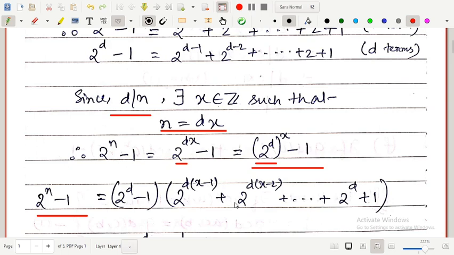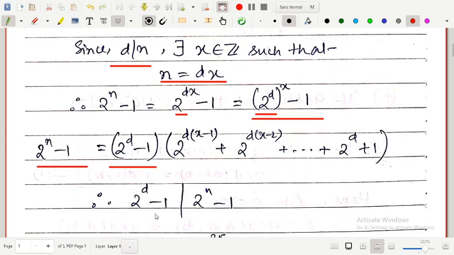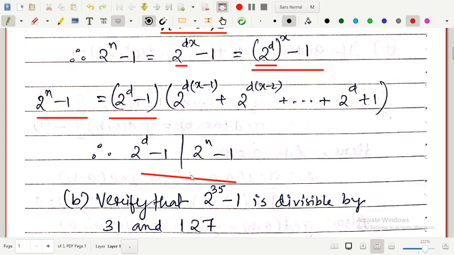Again 2 to the power d whole to the power x minus 2, so it is 2 to the power d into x minus 2, like this up to a plus 1. So in place of a, here it is 2 to the power d, so 2 to the power d plus 1. So what we are getting, 2 to the power n minus 1 is a multiple of 2 to the power d minus 1. So we can write that 2 to the power d minus 1 divides 2 to the power n minus 1, and hence the proof. Okay, so we are done with the proof.